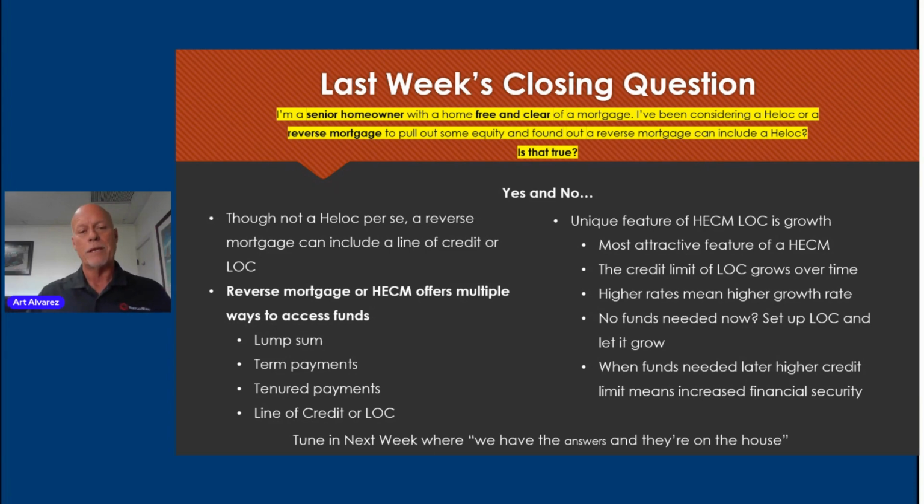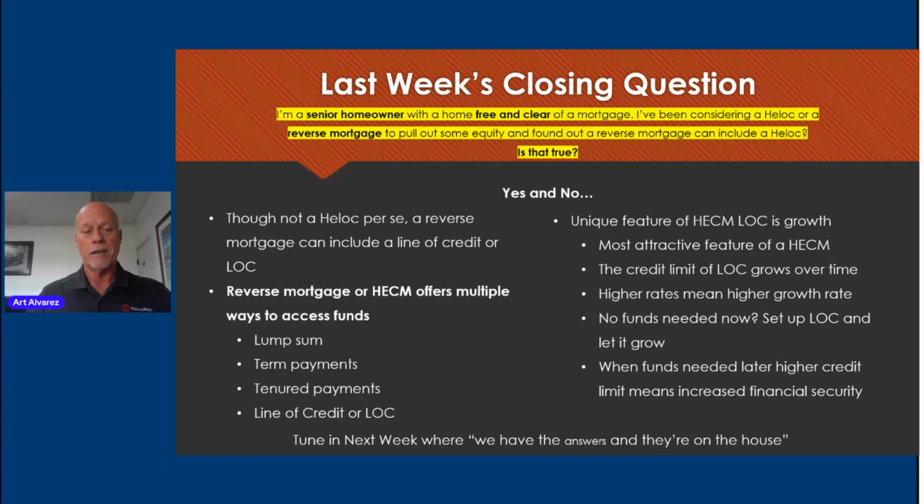Now, there's something pretty unique. There's a unique feature about the HECM line of credit, and that is growth. In fact, I would argue this is the most attractive feature of a HECM reverse mortgage. The credit limit of a line of credit on a HECM grows over time. If you get a HELOC, it doesn't work that way.